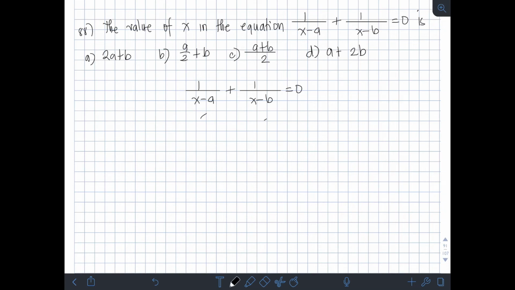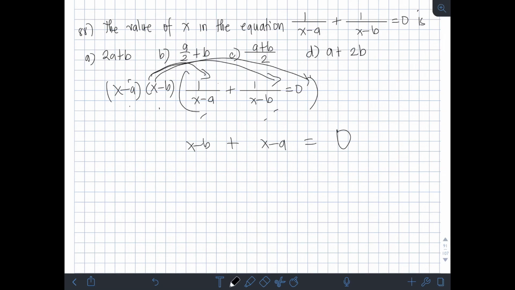Kasi unique naman sila. So, multiply natin both sides of the equation sa LCD na x minus a times x minus b. So, distribute. So, x minus a times x minus b times 1 over x minus a. So, makakancel si x minus a. Matitira is x minus b. Right? So, magiging x minus b plus, distribute din dito, x minus a times x minus b times 1 over x minus b. Makakancel naman si x minus b. So, matitira si x minus a. So, plus x minus a then equal x minus a times x minus b times 0 is 0 pa rin.